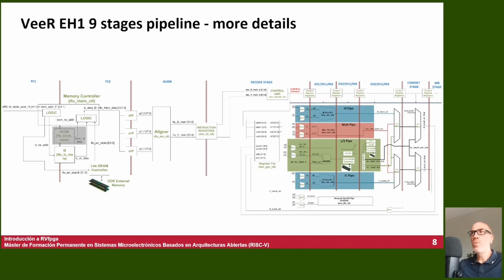This figure shows the EH1 microarchitecture in much more detail. We'll explain each stage later. This overview is meant to show the processor globally, with 9 stages separated by pipeline registers.